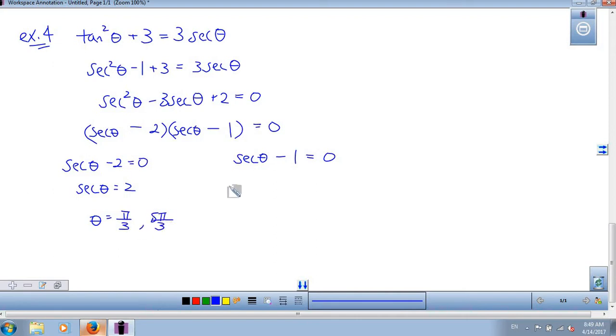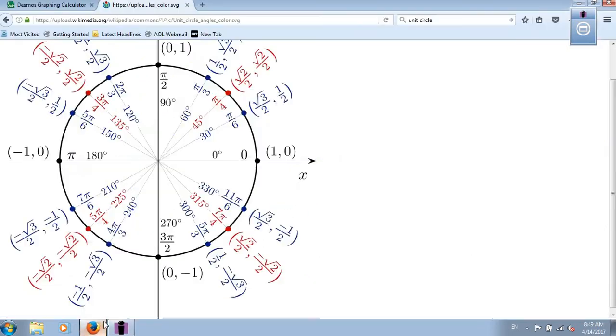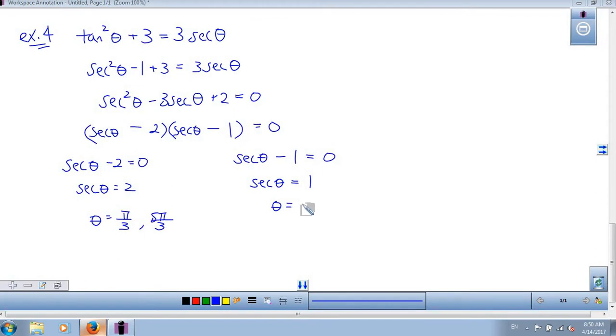Let's go ahead and write it down first. This is between 0 and 2 pi, and then we'll write the general solution a little bit later. Secant theta minus 1 equal to 0. That means secant is equal to 1. When does secant equal to 1? Well, when cosine equal to 1. When does cosine equal to 1? Right here, 0. That's the only place when cosine equal to 1. So theta is 0 radians. Alright, then we can go ahead and write our general solutions.